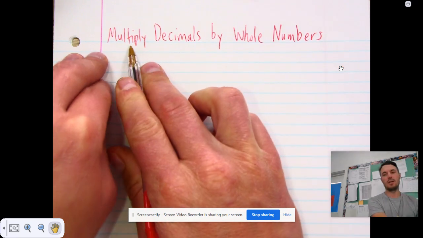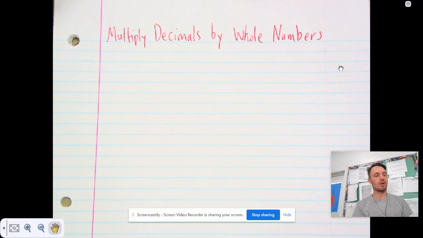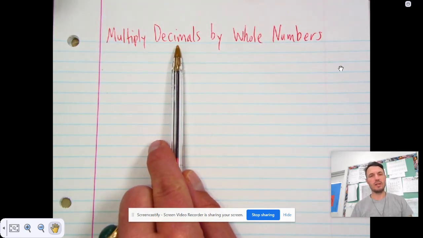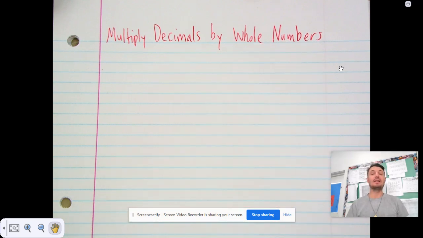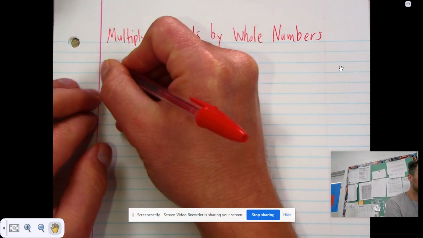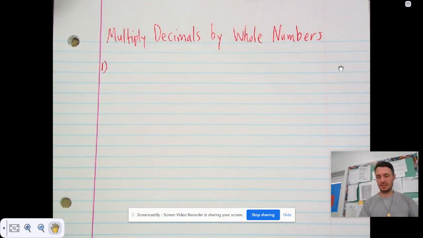So today we're multiplying, so we're finding products. We're multiplying factors together and finding products. We're multiplying decimals. Remember, a decimal is any number with a decimal point in it, and we're multiplying those by whole numbers. A whole number is just any number that doesn't have a decimal point in it. So let's go ahead and start by going over the steps and an example. We'll go over an example and the steps at the same time.